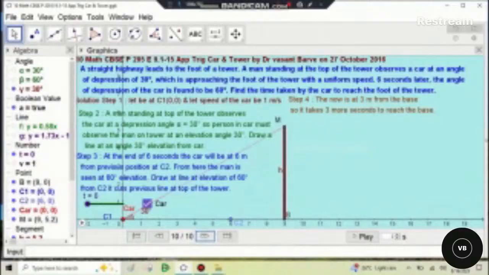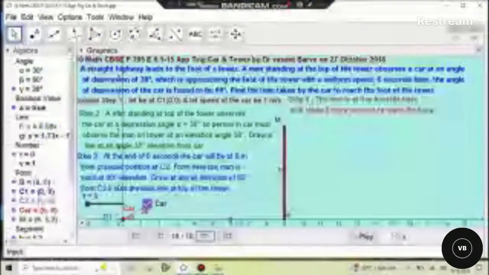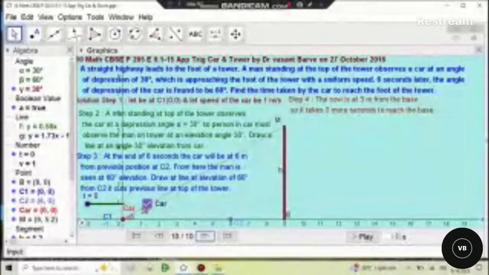So we have located this point C2 when angle of elevation is 60 degrees, or we can say that we have got this by angle of depression of 60 degrees. Okay, right. So draw a line at elevation 60 degrees from C2. It cuts the previous line at the top of the tower. If you draw a line at 60 degrees, it will cut there. I have not drawn that as yet. Right. Now it takes more seconds to reach the base. Now it is at 3 meters from the base, so that it takes 3 more seconds to reach the base.